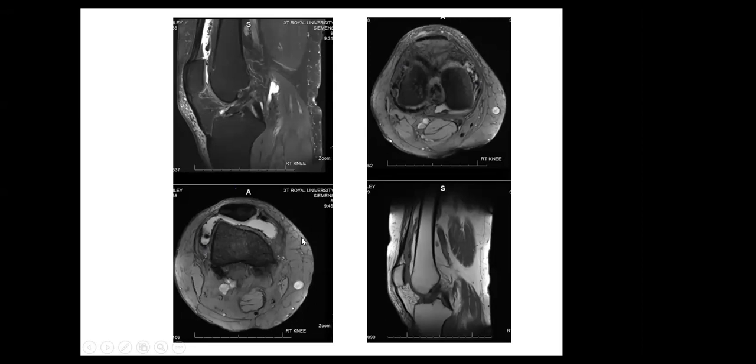So this is a patient with PVNS. What is the treatment for a patient with PVNS? It should be surgical, synovectomy. Yeah, total synovectomy. That's why you need to image the entire synovium.